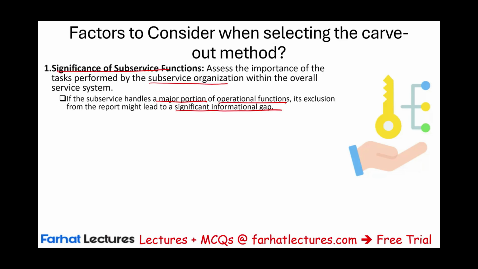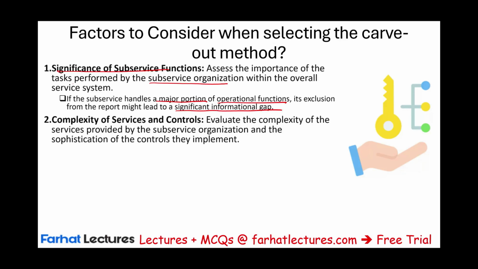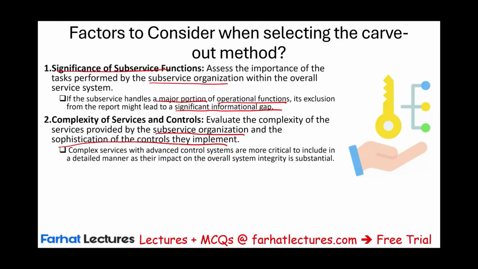If I'm carving them out, how about if they have a substantial amount of involvement within the main service organization? This becomes risky. Complexity of services and control: you have to look at the complexity of the services provided by the subservice organization and the sophistication of the controls they implement. Now, if they're complex services with advanced control systems, those are more critical to include in a detailed manner, as their impact on the overall system integrity is substantial. So the more complex, the more information you want to provide.